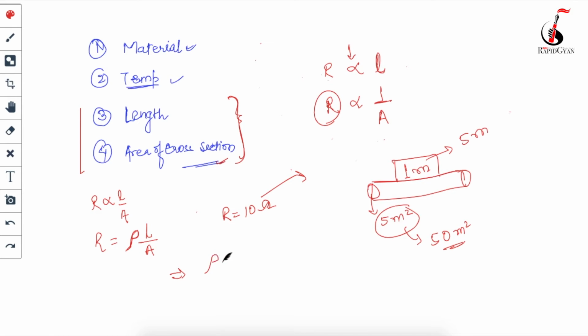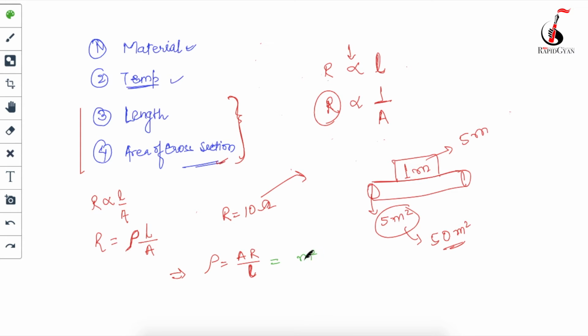The resistivity will be area multiplied by resistance upon L. Now you will have to find its unit. So what will be its unit? See, what is the unit of area? The SI unit of area is meter square.